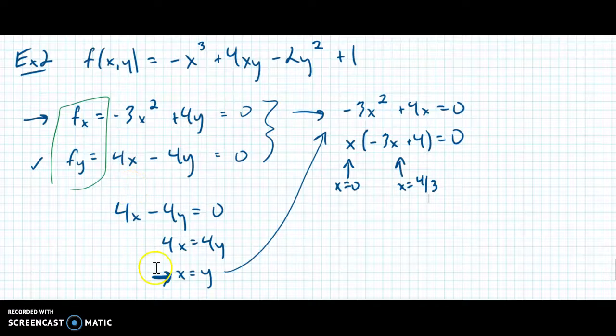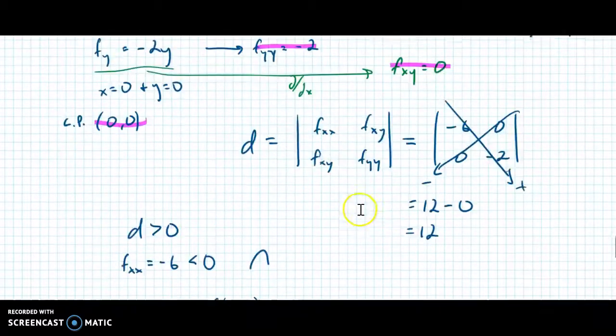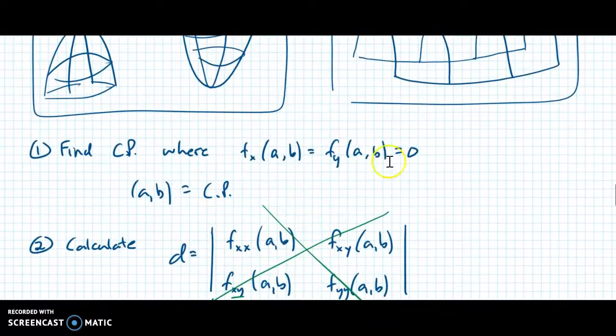Now what I do is I take those, and x and y are the same thing. So that would mean x equals 0 and y equals 0. That means my first critical point is at (0, 0). And my second critical point is at 4/3 for x, and remember, x and y are the same thing, 4/3 for y. So now I've got to calculate my discriminants. I've got two critical points. I'm going to save this for later because that was, believe it or not, only step 1.